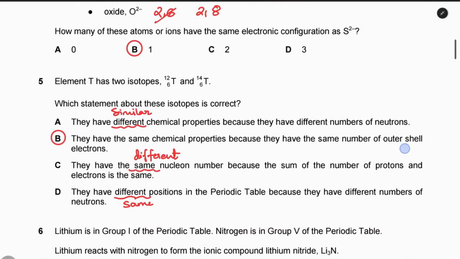Element T has 2 isotopes. Which statement about these isotopes is correct? They have different chemical properties? No, they have similar chemical properties. They have the same chemical properties because they have the same number of outer shell electrons, which is correct. They have the same nucleon number because the sum of the number of protons and neutrons is the same? No, they need to be different. They have different positions in the periodic table? No, it's going to be the same. So the correct answer is B.